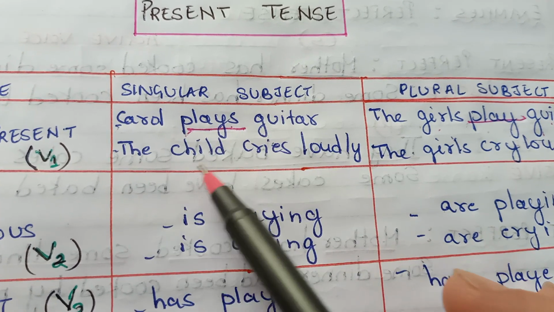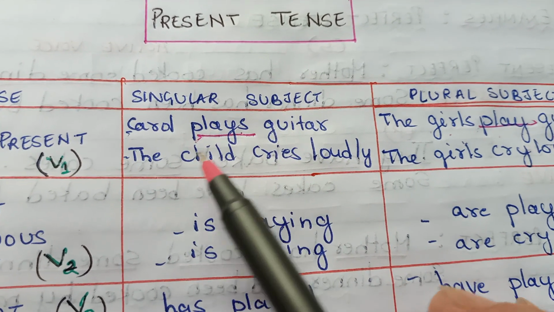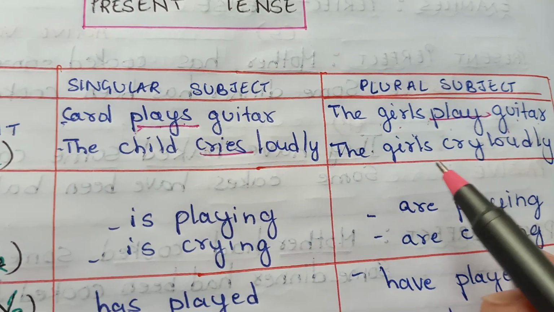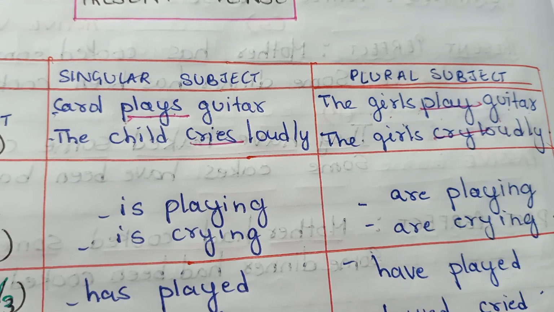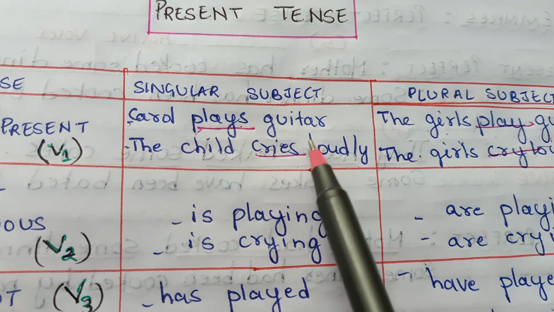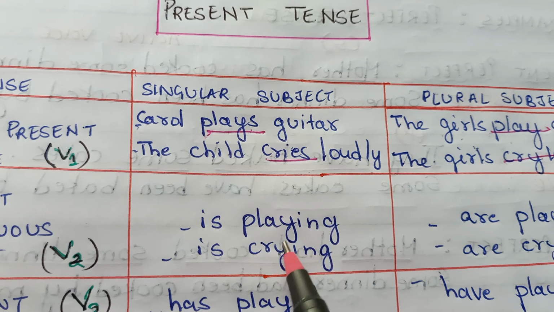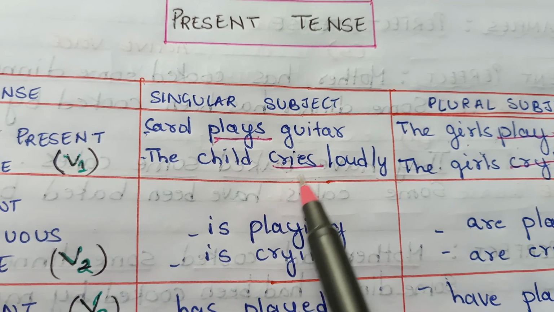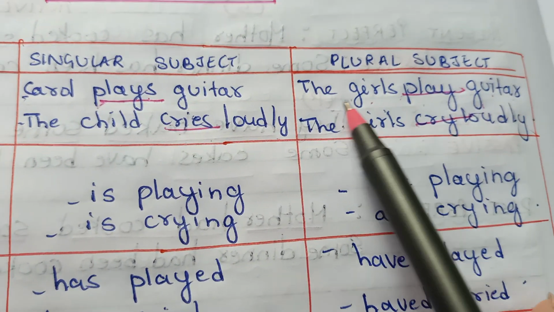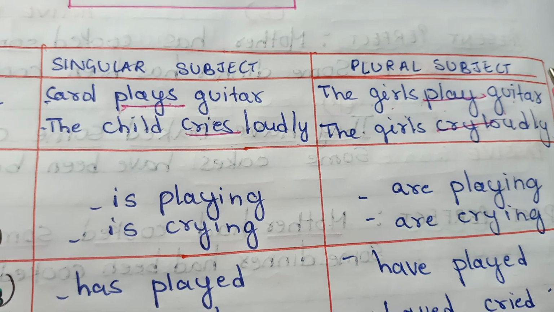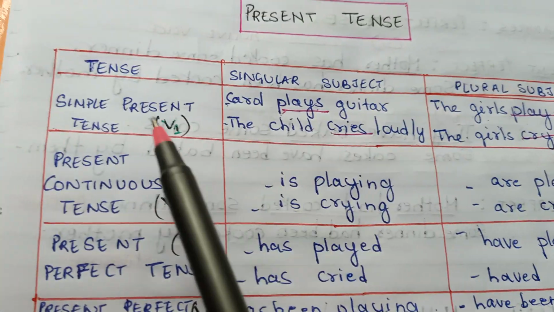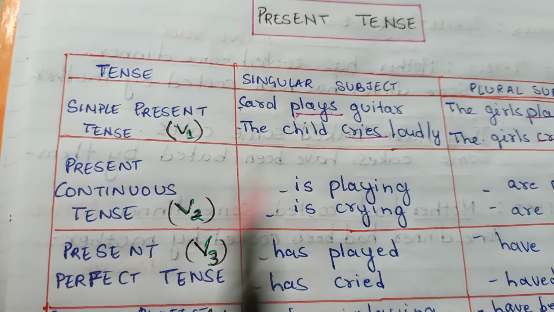Okay, in a similar manner, in the next sentence that I have written, the child cries loudly. Here cries is our verb. The child is singular and cries looks like it has an S in it. It looks like it's in its plural form, but it is the singular verb. And then here, the girls cry loudly. The girls is plural, but the verb is in its actual form without an S. So the girls cry loudly. Okay, so this is how our simple present tense looks.